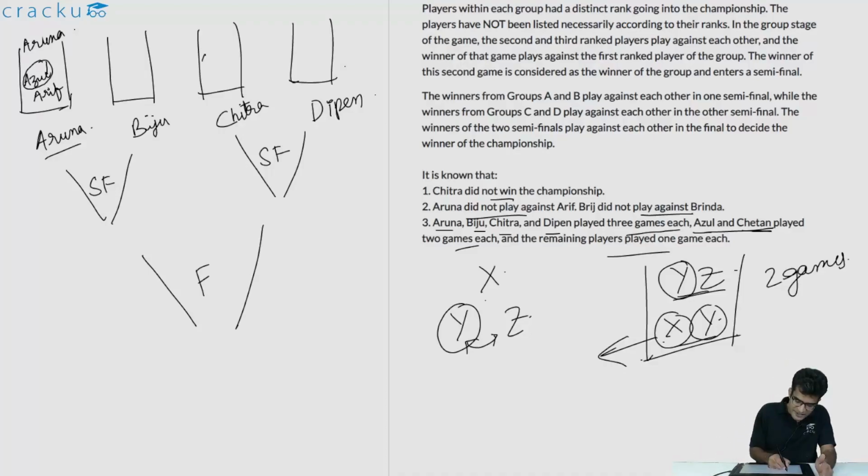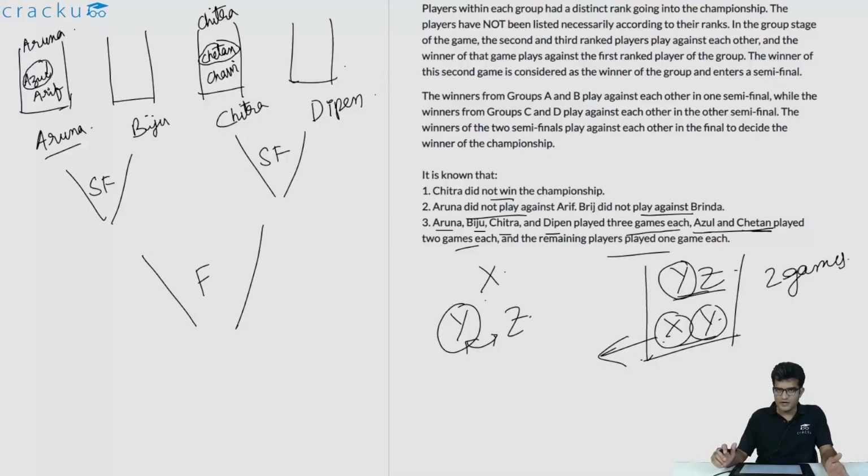So Chetan played over here against Chavi and won that match, and then he played a match against Chitra, who was ranked 1, and lost that game, and Chitra proceeded to the semi-final.